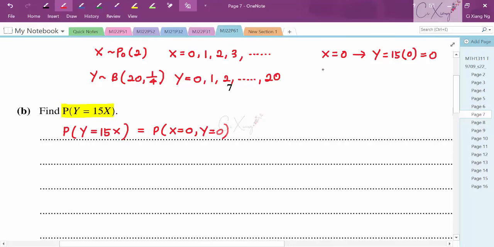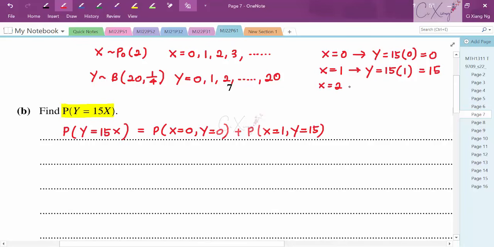Okay, so do we have any other case? How about if we consider when x equals 1, what will happen to y? So y will become 15 times 1, where y is equal to 15. Okay, so you can see that x equals 1 is a valid value in x, and y equals 15 is also valid, right? Because y can be any number between 0 and 20. Therefore, this second case we also accept, where x equals 1 and y equals 15.